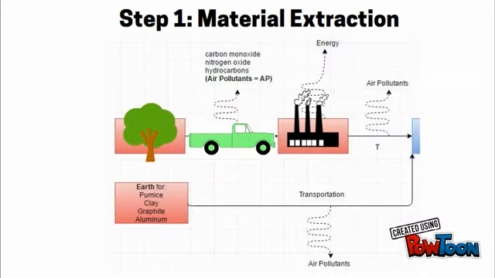As a result, there will be air pollutants from transportation, which include carbon monoxide, nitrogen oxide, and hydrocarbons. There will also be energy expended at the factory for the refinement of the wood.